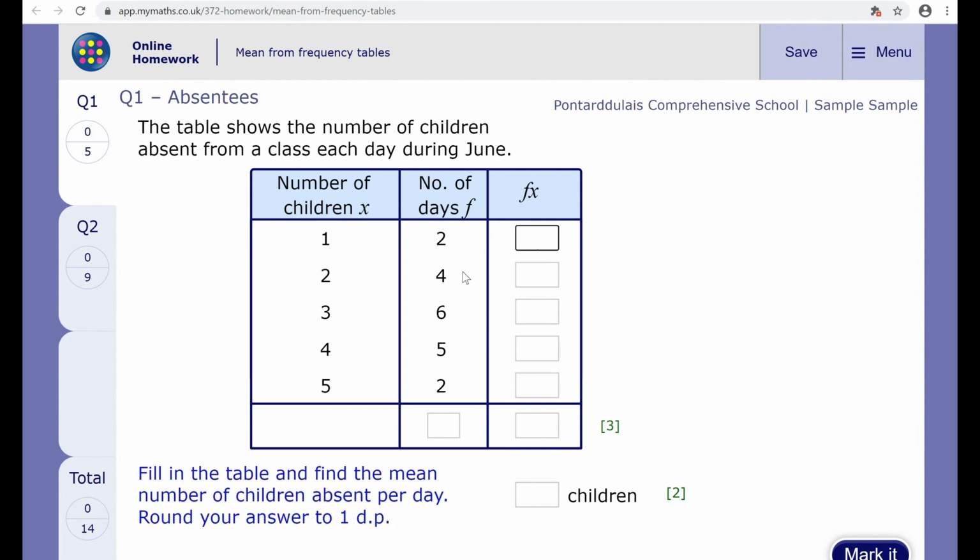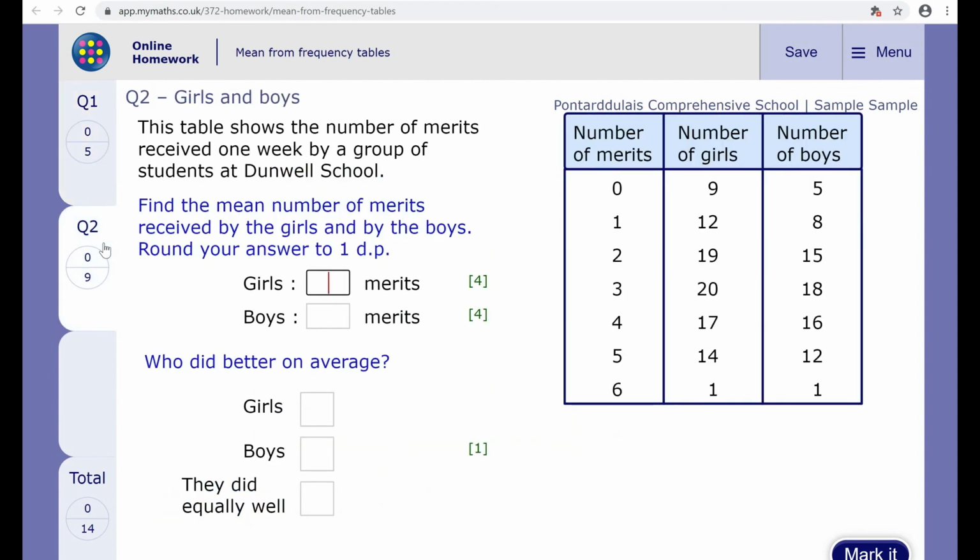So here then, remember first of all what you need to do is find the total number of days, the total frequency, then multiply each frequency by the number of children, that's called Fx there, find the total of that, and then divide the total Fx by the total frequency, and that will be the mean. Okay, so do question 1 and then move on to question 2, and that should be it. And we can see how well you've understood this lesson.